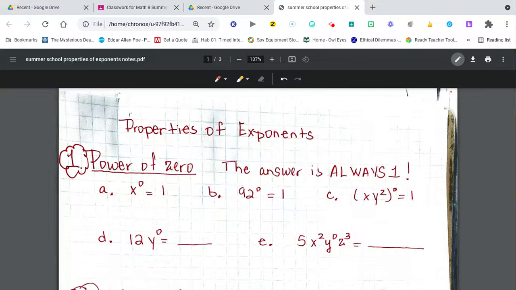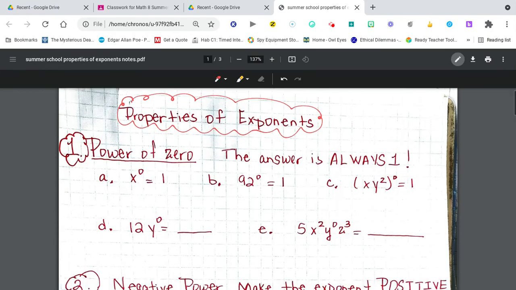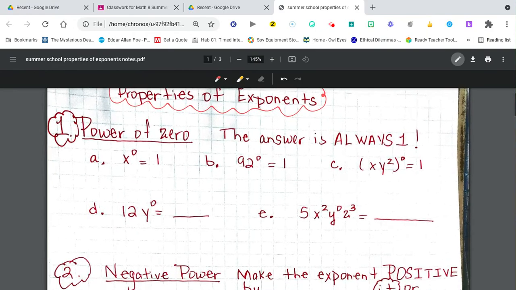All right, so for today, and this may carry on into tomorrow, but for today, what we're going to do is work on properties of exponents. It's an eighth grade standard. We'll go ahead and work on it. So the first thing I want to discuss is the power of zero. For the power of zero, the answer is always going to be one, not zero, but one.